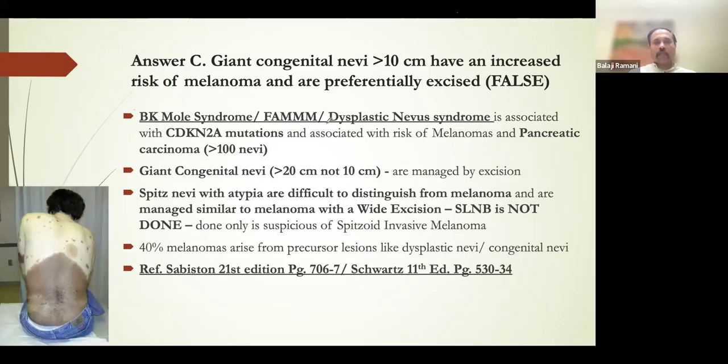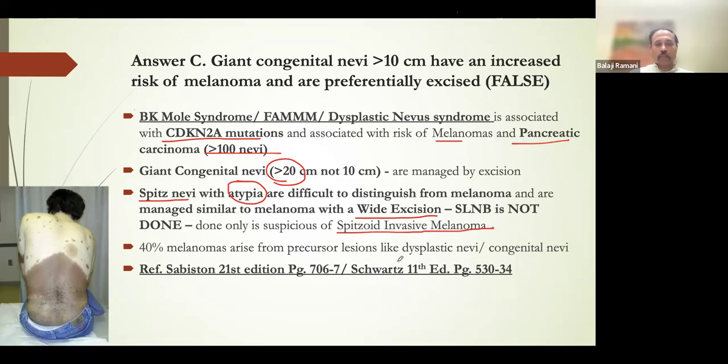So BK mole syndrome, FAMMM, dysplastic nevus, all of them are basically the same thing. It is associated with the CDKN2A mutation, risk of melanoma, pancreatic cancer, and as I mentioned, head and neck cancers as well. And more than 100 nevi will be present. GCPN is of course more than 20 centimeters. They have to be managed by excision because of the higher risk of transformation to malignancy. Spitz nevi are generally considered to be benign, but Spitz nevi with atypia are very difficult. They are the spitzoid melanoma, so they are difficult to differentiate. So you will have to manage them by a wide excision. SLNB is not done. SLNB will be done when you think it is a spitzoid invasive melanoma. Once it is proven, then you can plan for a sentinel lymph node biopsy.